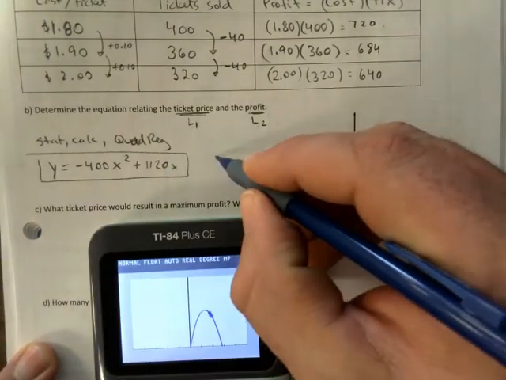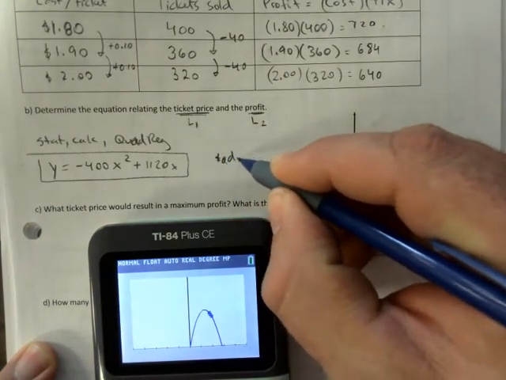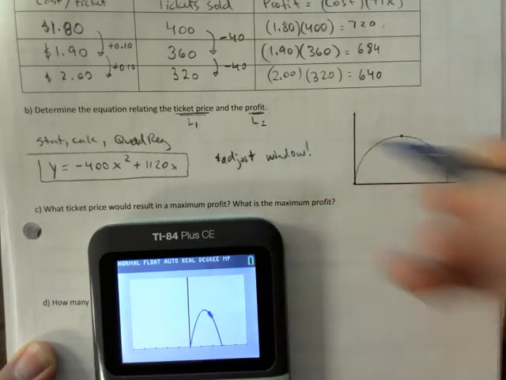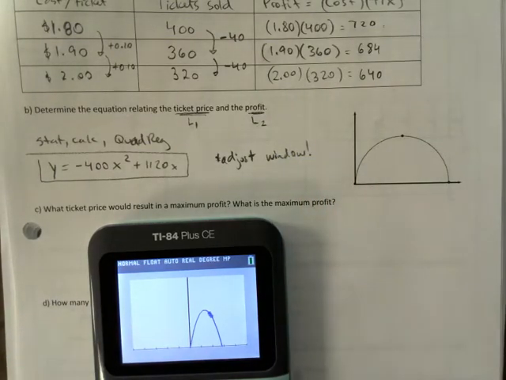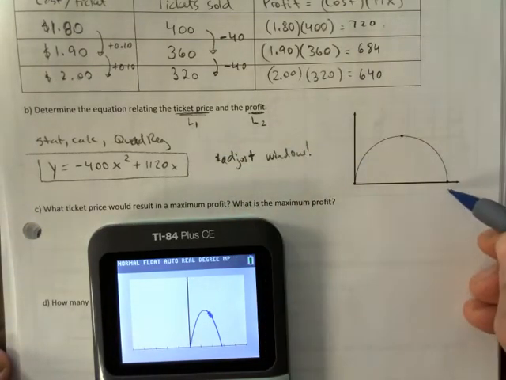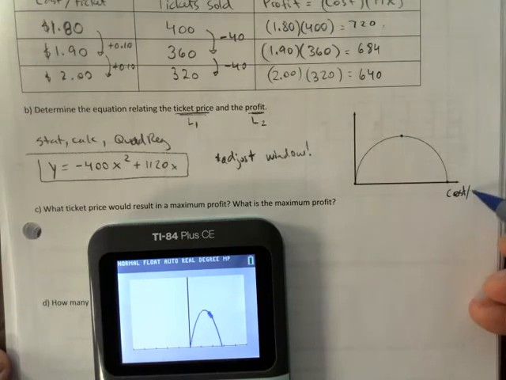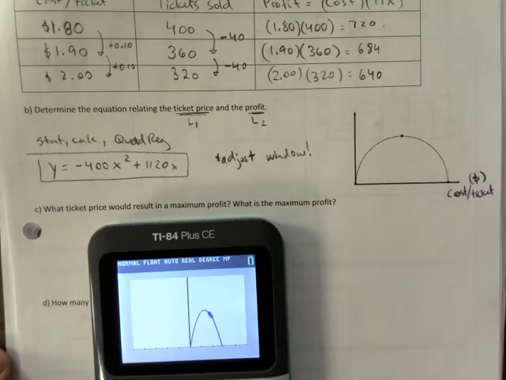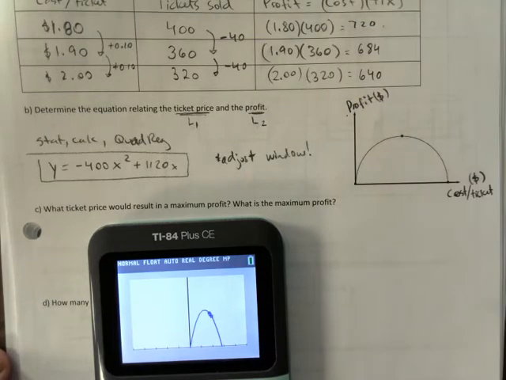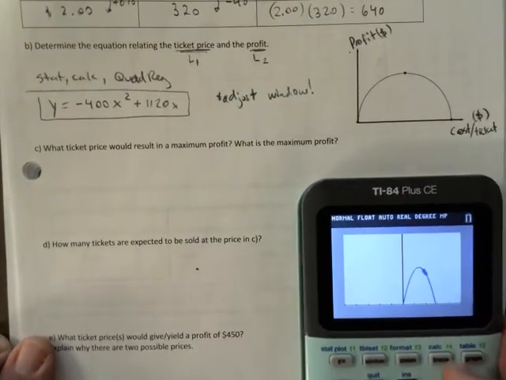So adjust window, make a note of that there. And so this is technically, based on this, the cost per ticket. And what is that in? Dollars, make sure you put that. And this is technically profit, also in dollars. And the rest is to be determined.